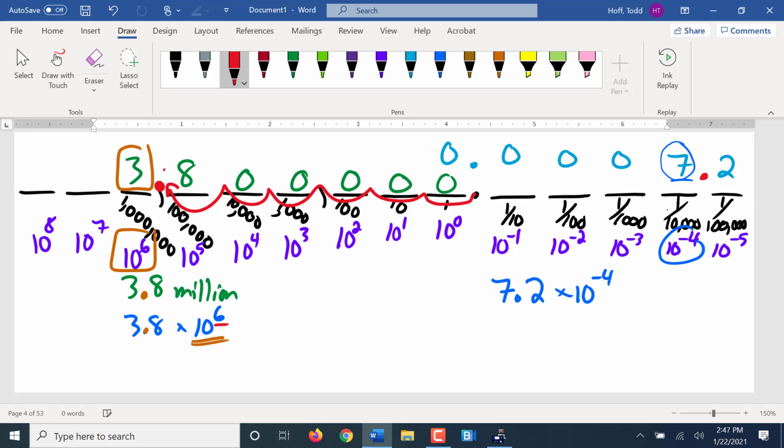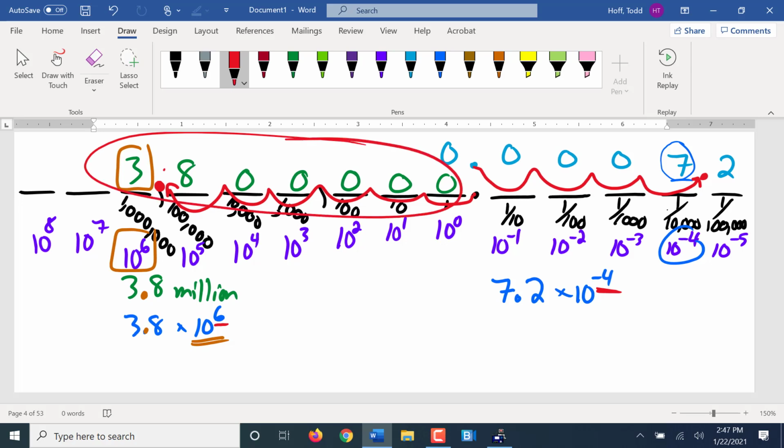Here, you put the decimal after the first digit. It started out here, it went 1, 2, 3, 4 spots. That was a small number, so it's 10 to the negative 4. Make sense? Numbers that are larger than 1, of course, their place values are positive. Numbers that are smaller than 1, their place values are the negative powers of 10.